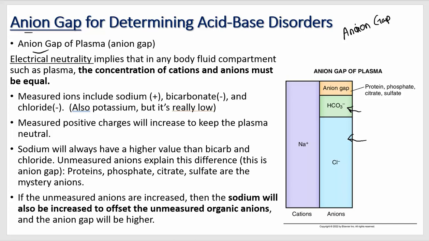I know that we've talked about how the inside of the cell is negative compared to the outside of the cell. But in our blood plasma, it's a neutral solution, so there's no net charge of the solution itself. That means the positive charges equal the negative charges. So if we measure sodium, and then we measure chloride and bicarbonate, there's a part up here that we don't measure, and that's a gap.